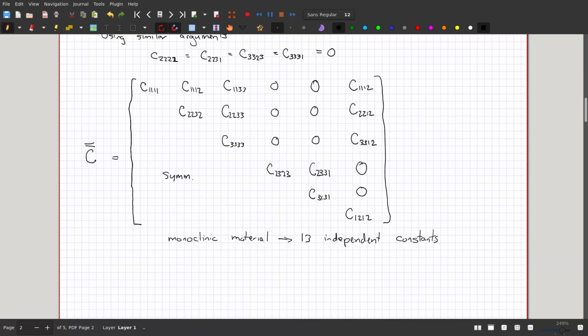That's column 2, 1, 1, 2, 2. Well, it's 2, 1, and 1, C 1, 2, 2. 2, 2, 2.